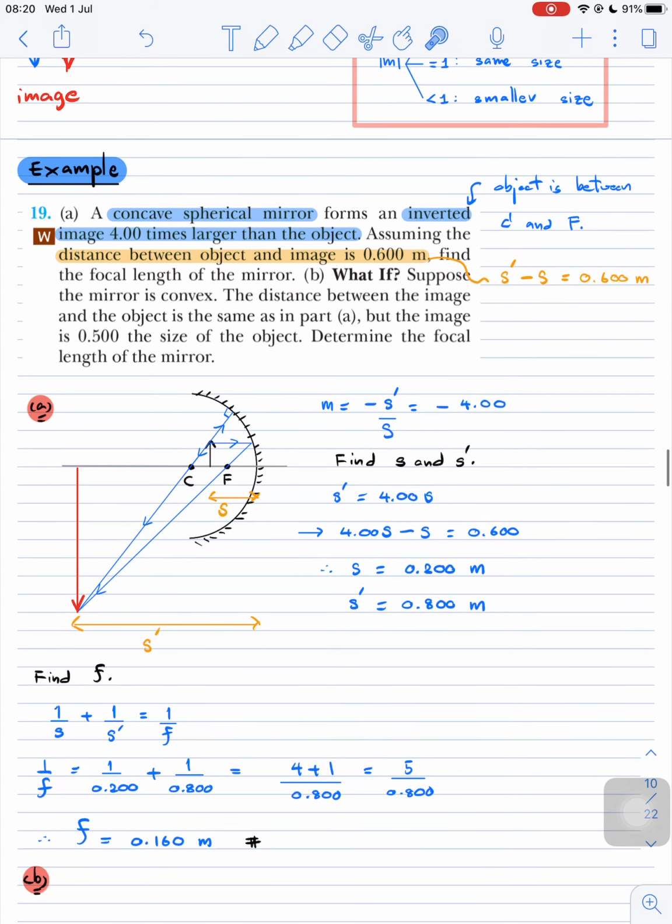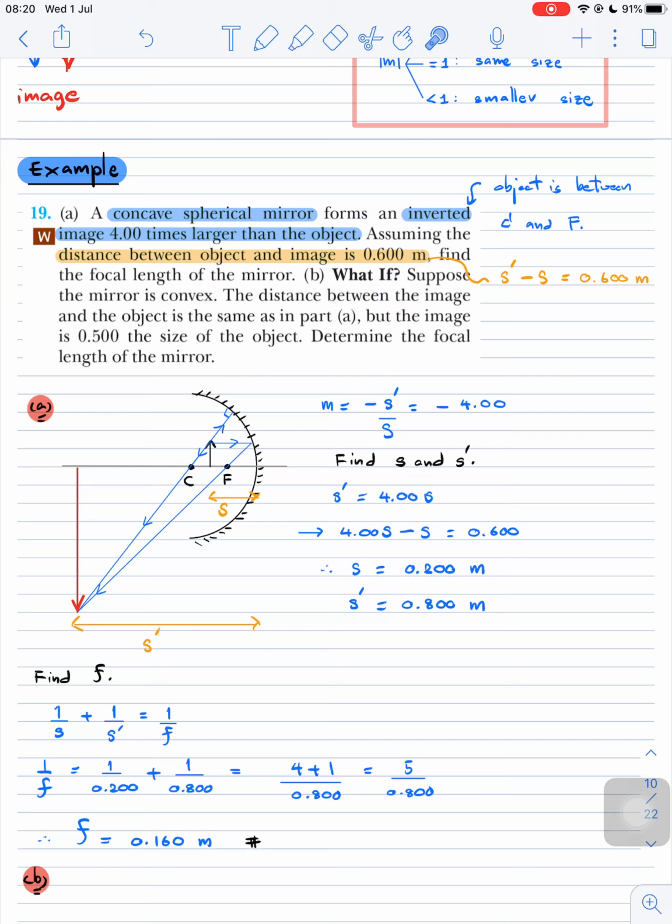So now for part B. What if the mirror is convex? Don't forget that we have only one type of image for the convex mirror. The distance between the image and the object is the same as in part A, which is equal to 0.6 meter.